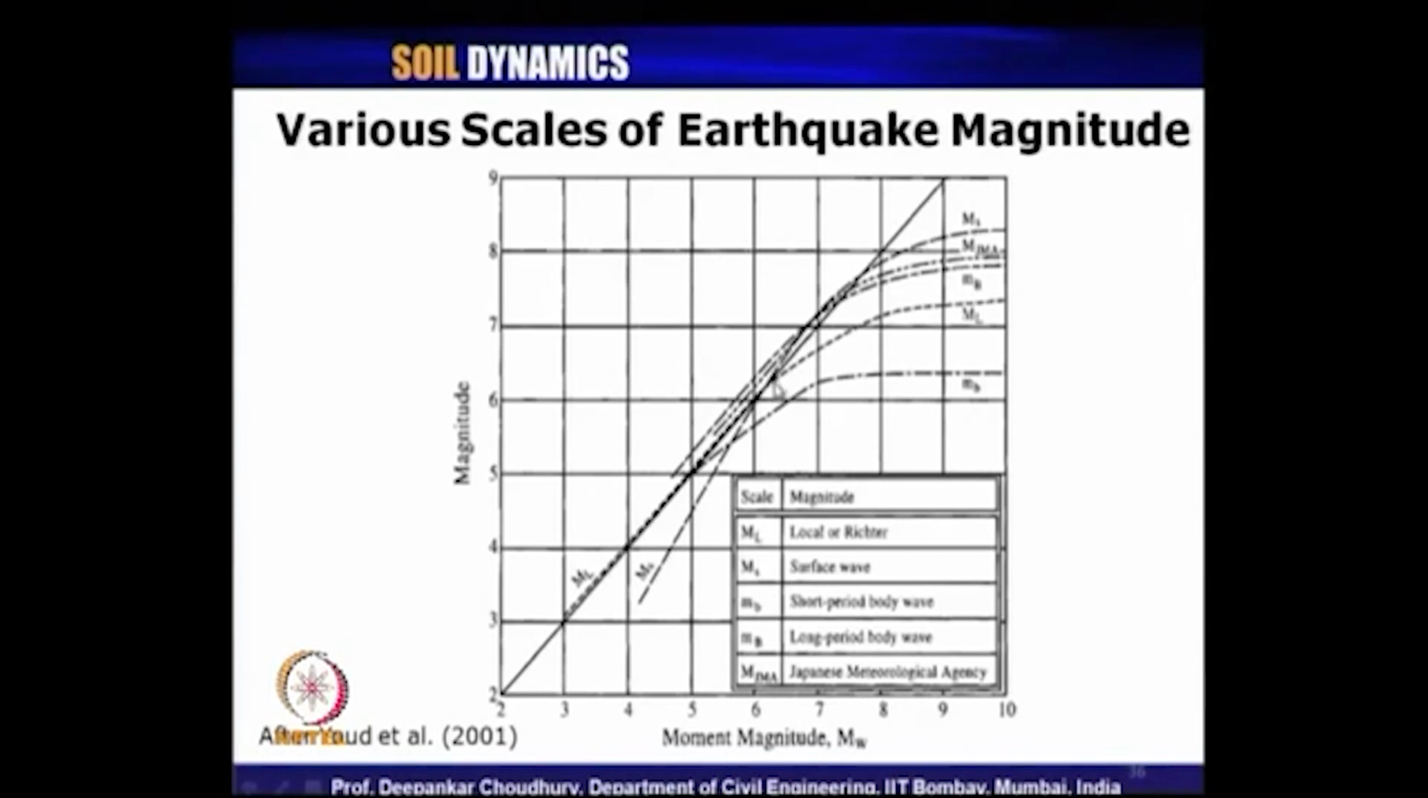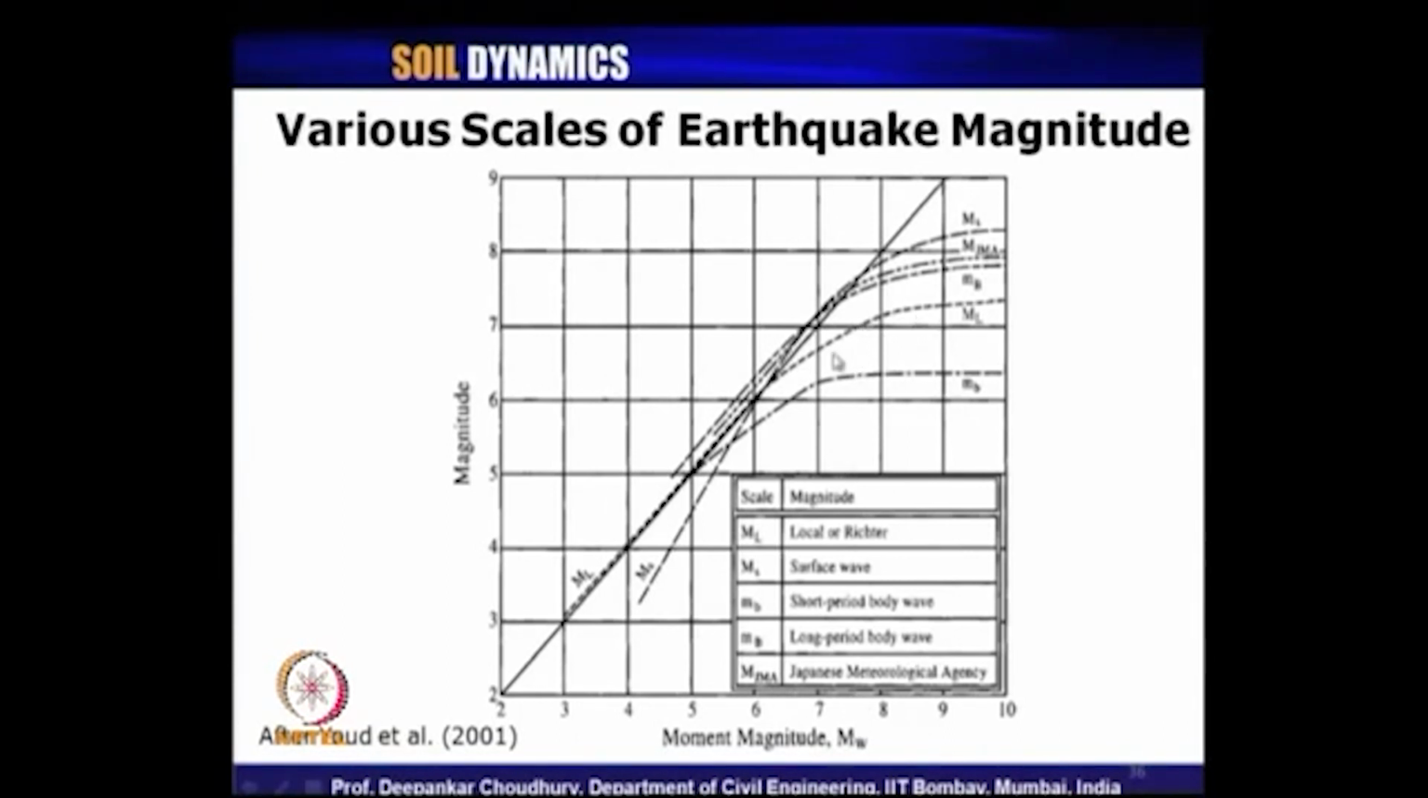So, what does it mean? Up to an earthquake magnitude of about say 6.25 or so, the Richter magnitude and moment magnitude are essentially the same, because it is following this line, isn't it? But at very high values, when the Richter scale magnitude is suppose 7, what does it mean? The moment magnitude is about 7.7 or so, isn't it? Look at this graph, drop it here, read it here, about 7.7.